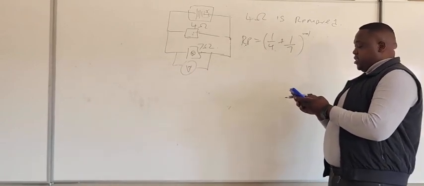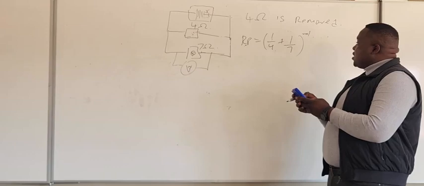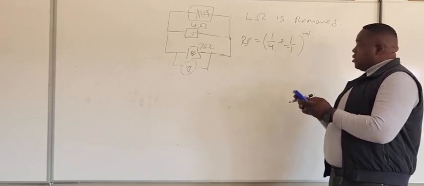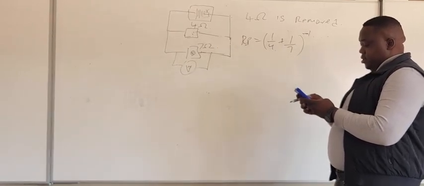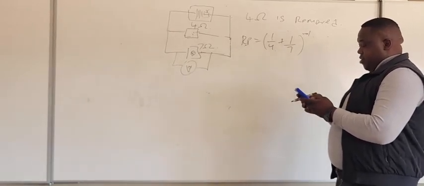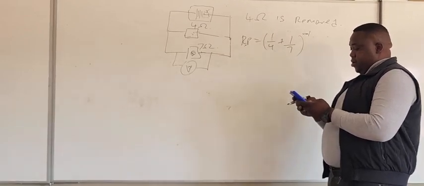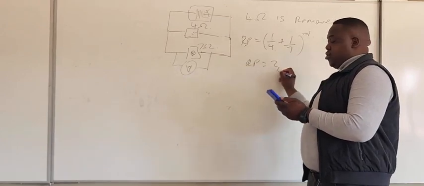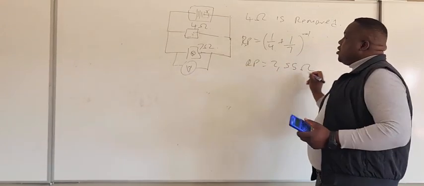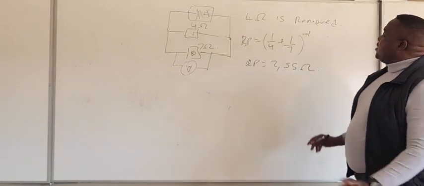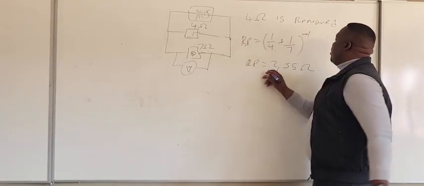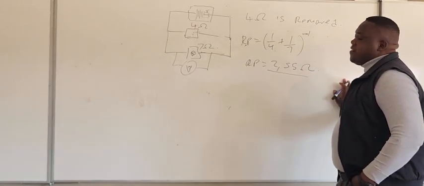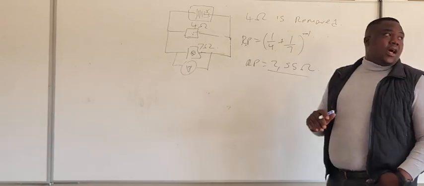Let us find out what is the total resistance in that circuit. We're going to add 1/7 plus 1/4, all to the power minus 1. Then we get RP is equal to 2,55 ohms. So this circuit has got a resistance of 2,55 ohms.